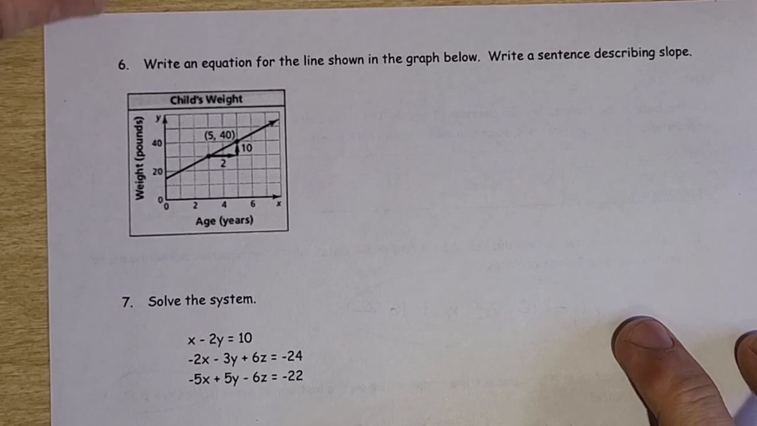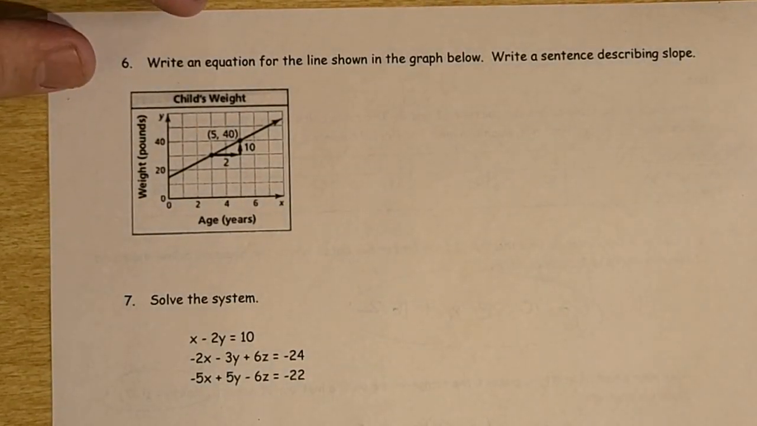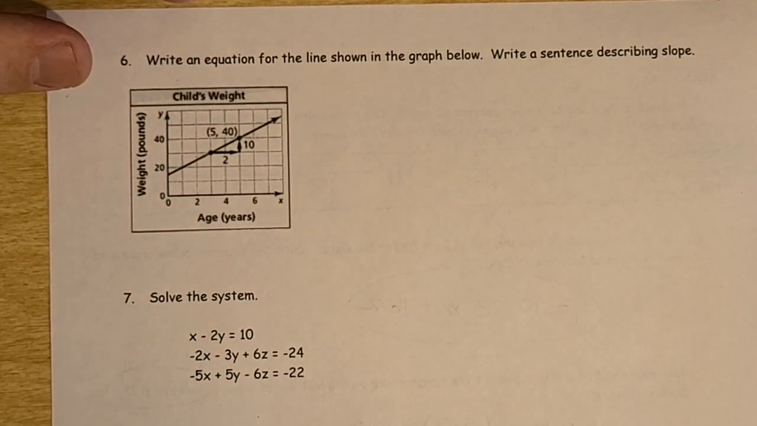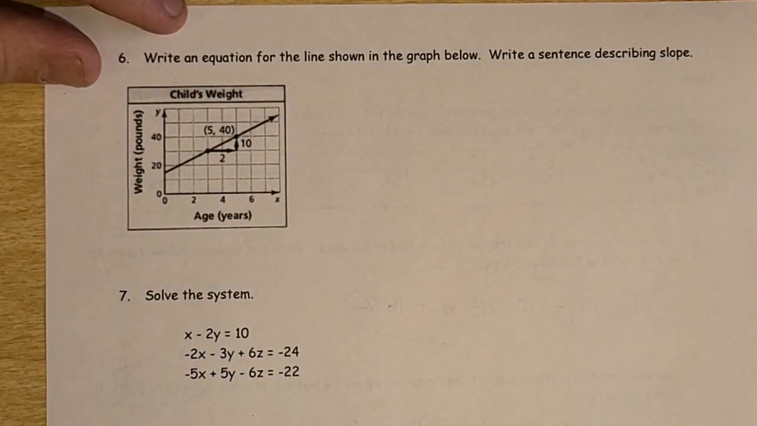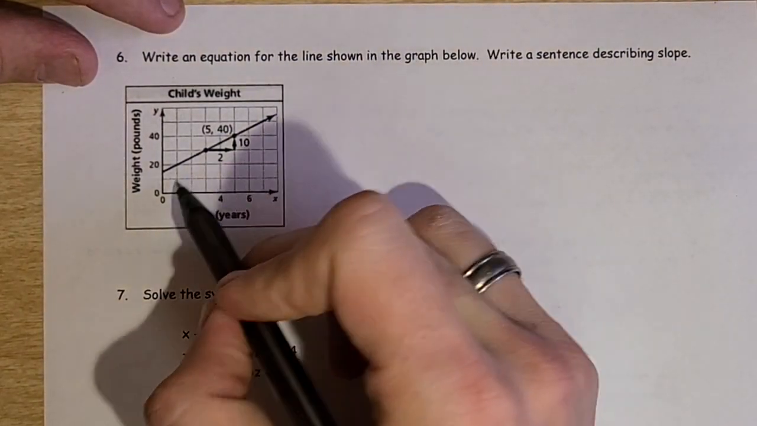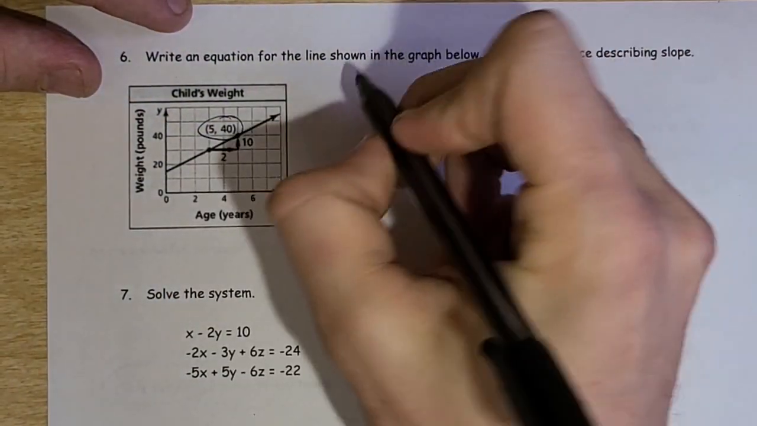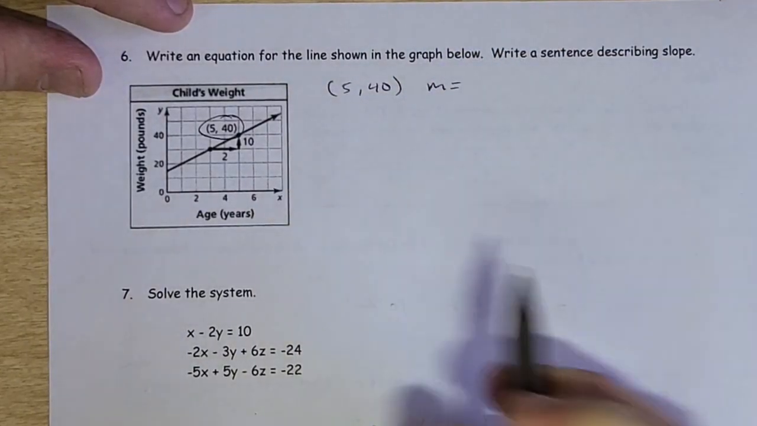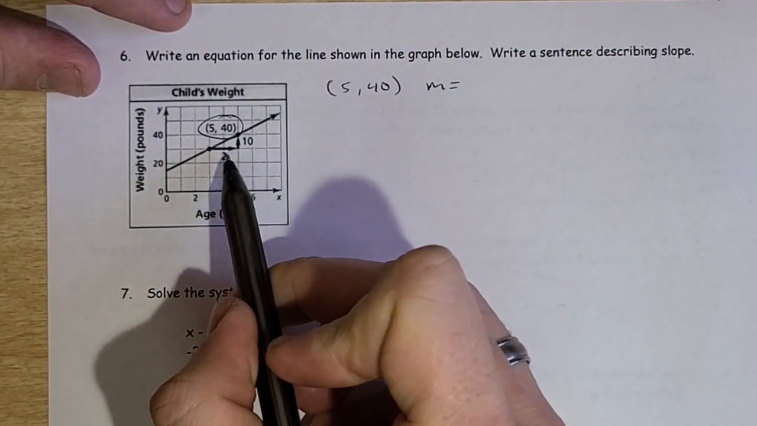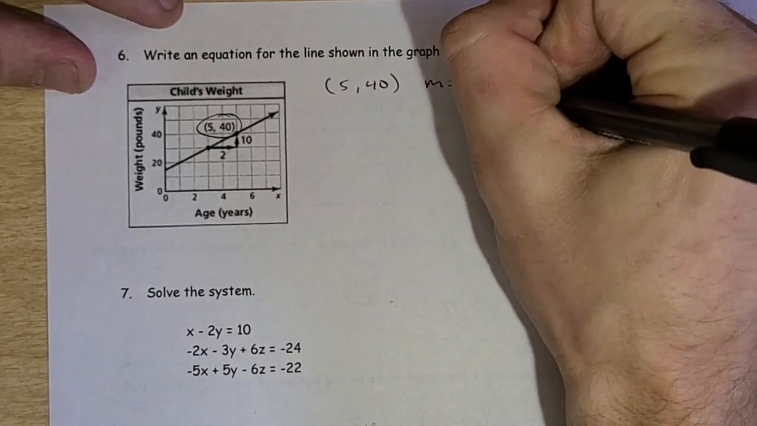All right, now there are 3 other questions. 2 of them involved this right here. First one said write an equation for the line shown, and then the second one write a sentence describing the slope. Now I actually put the equations for this line, all the choices were in point slope form using this point. So the point is 5, 40, and then my slope, you should have looked at these 2 arrows and realized that my slope is rise over run.